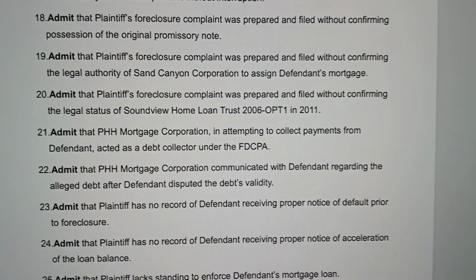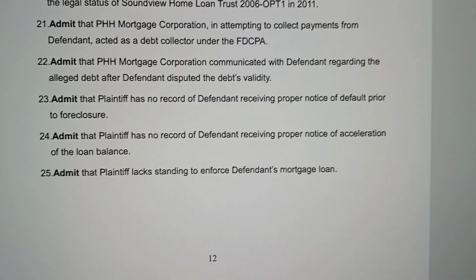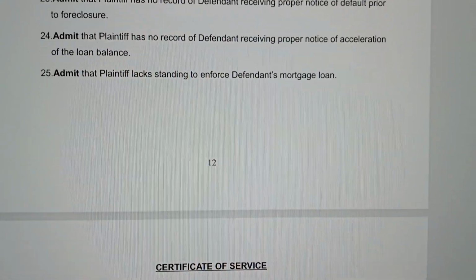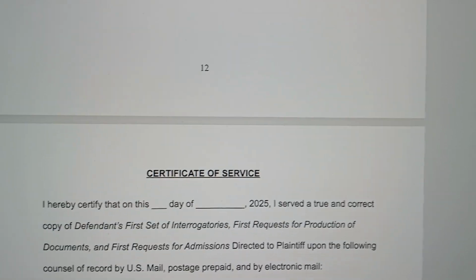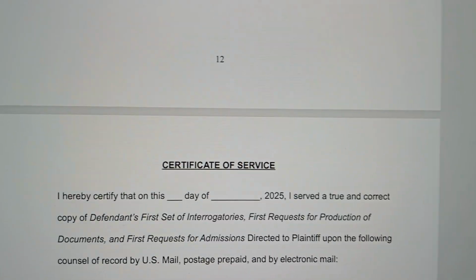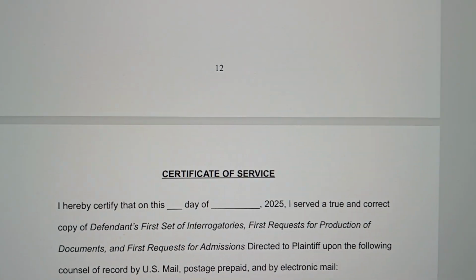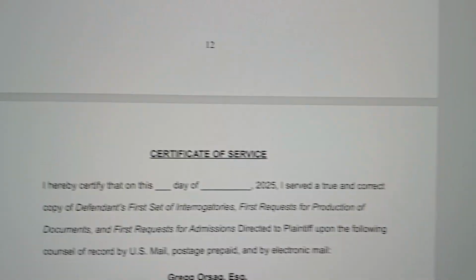Okay, and he's attacking standing. They don't have the note. They didn't attach the note to the actual foreclosure complaint. Then you have to do a certificate of service and sign it. And that's pretty much it for the discovery package that you'll send to them.